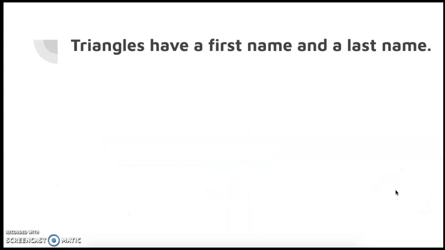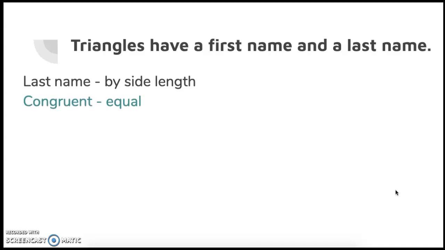Now for a triangle's last name, that's based on their side lengths. And again, we have three. Before we go through them, we need a new vocab word. And that word is congruent, which means equal. Whenever in geometry we want to say that two things are equal, we use the word congruent.